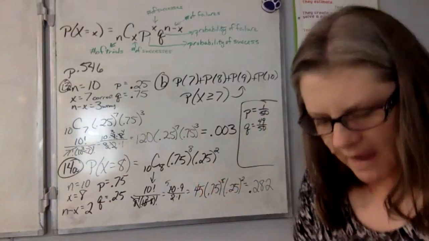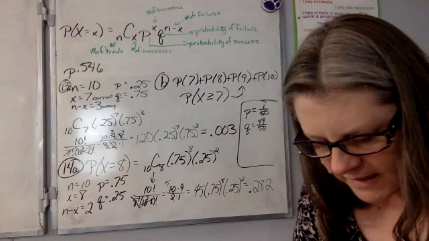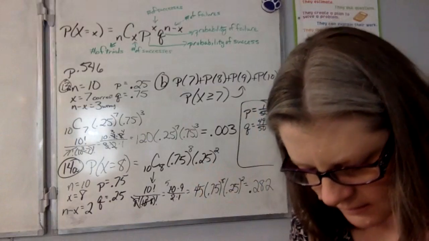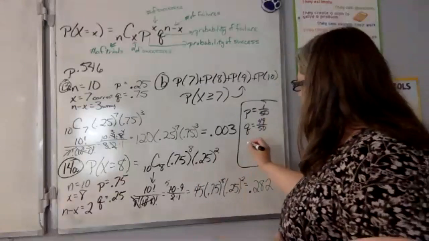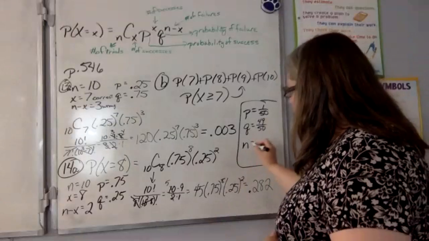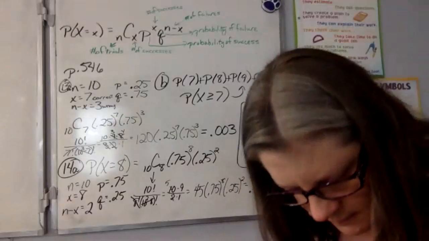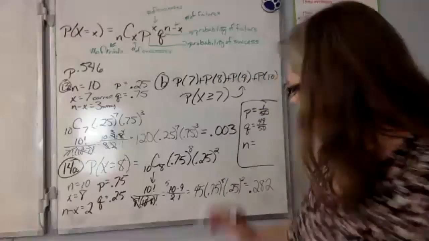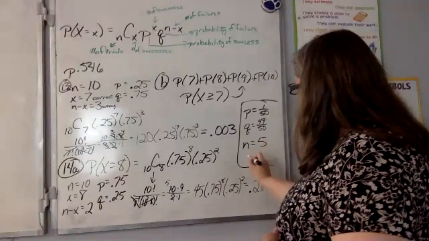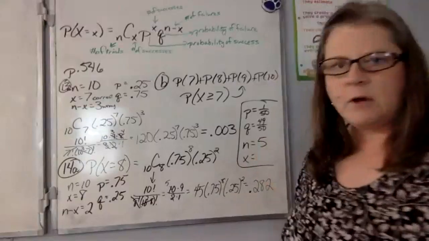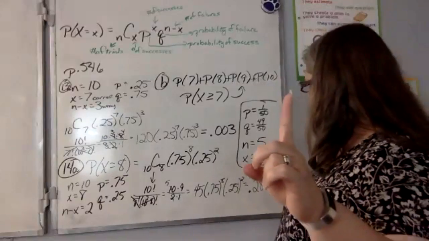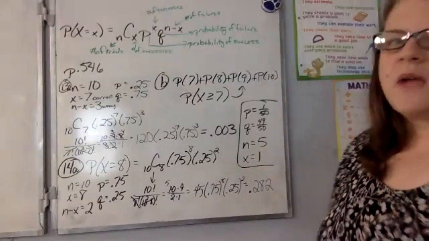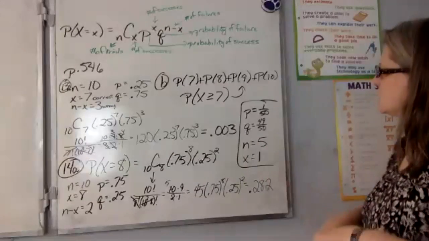Okay, if I wanted to know the N, the number of trials, how many are they picking? 5. Okay, they're picking 5, so that's your number of trials. And X is what? 1.